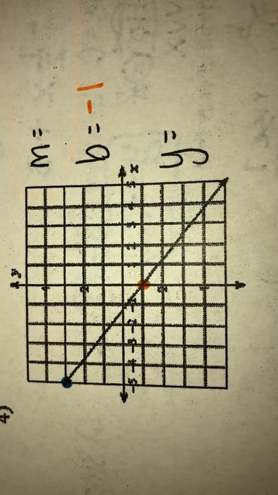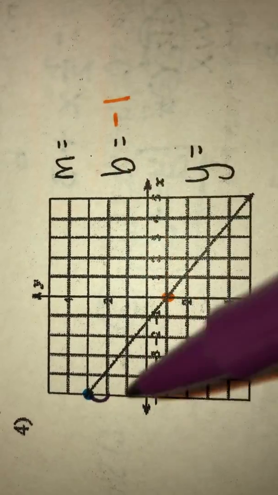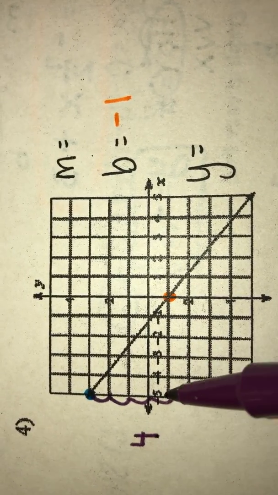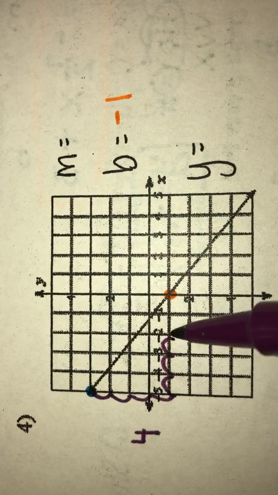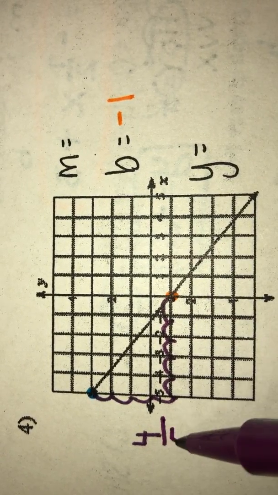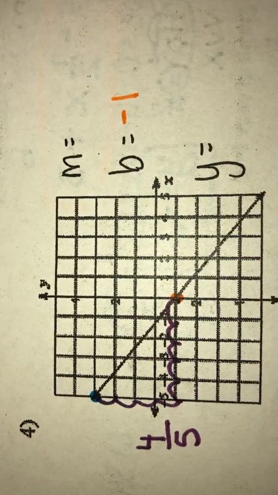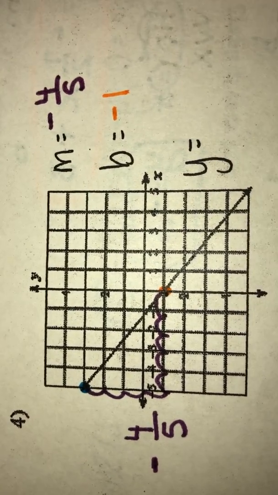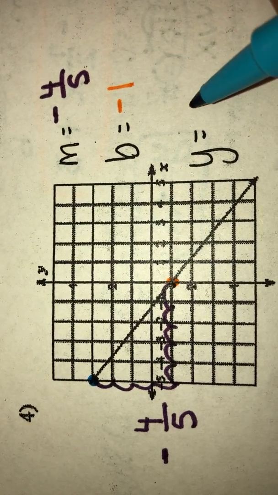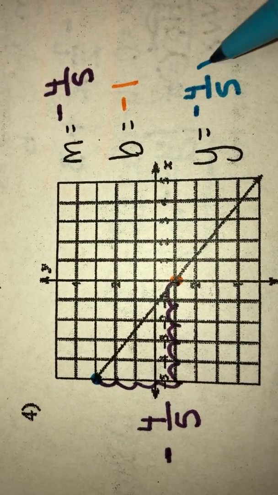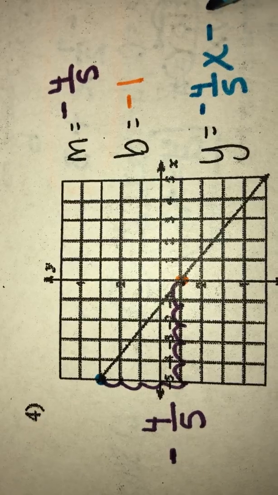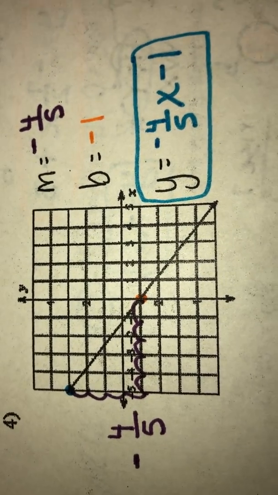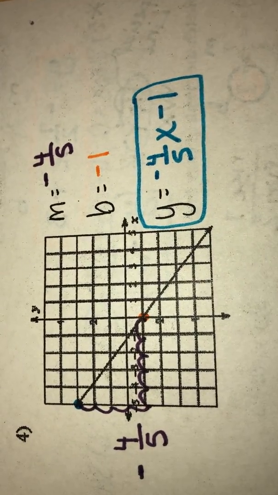Now let's do rise over run. 1, 2, 3, 4. 1, 2, 3, 4, 5. And it's going down, so make sure you put a negative. -4/5. And then write your equation. -4/5 is your slope, so it'll be the one next to the x, and then this is -1. A lot of students will forget to put the negative. Make sure you always go back and check what type of slope it is.